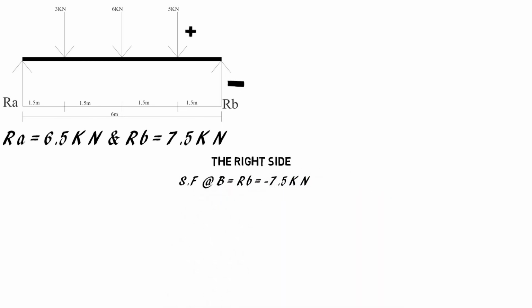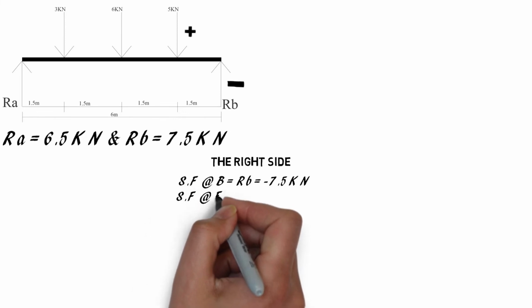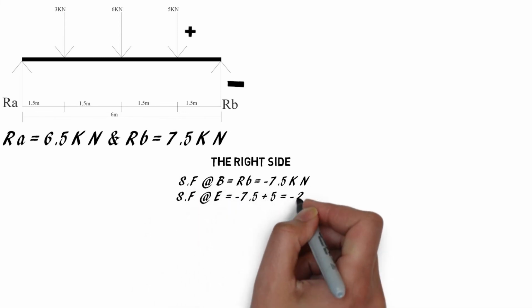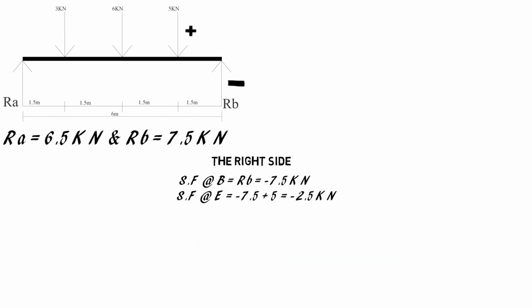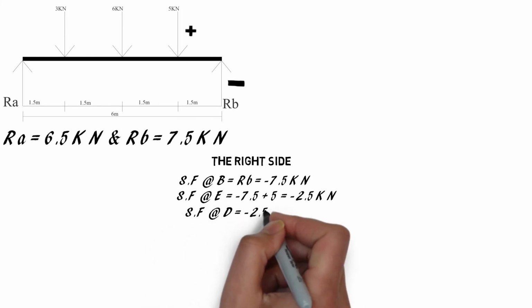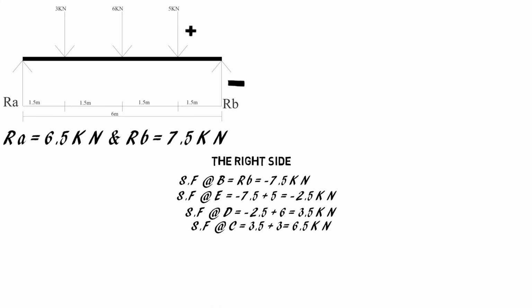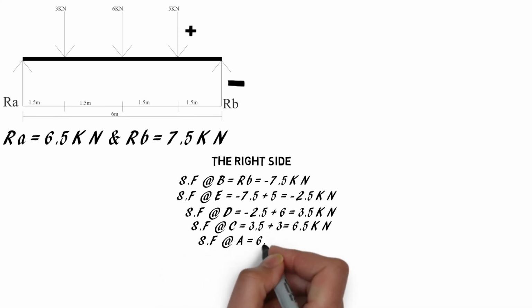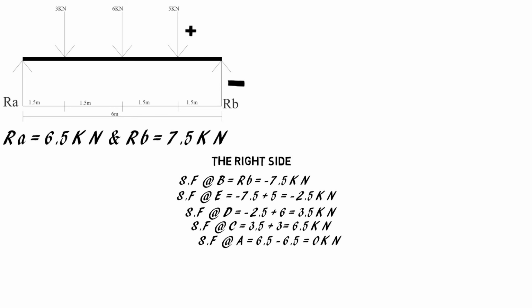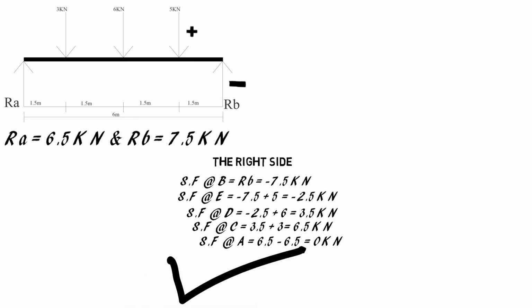Then we move on to E, which is minus 7.5 plus 5. It gives us minus 2.5 kilonewton. We move on to D, it gives us 3.5. Move on to C, it gives us 6.5. And then finally at A, which will give us what? 0 kilonewton. That's how you know both are correct. So that's all for shear force.